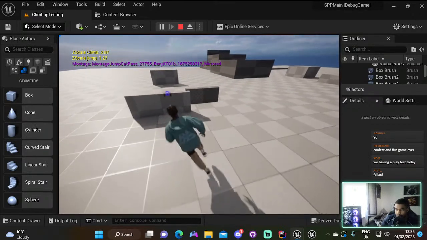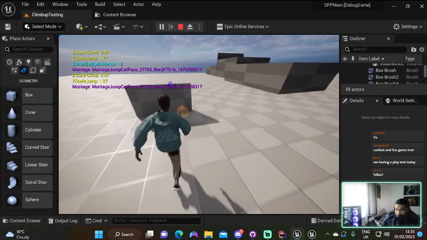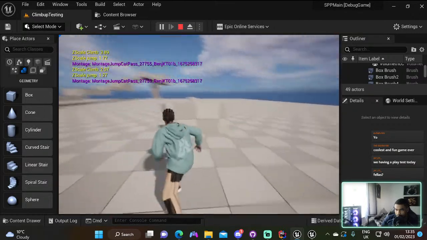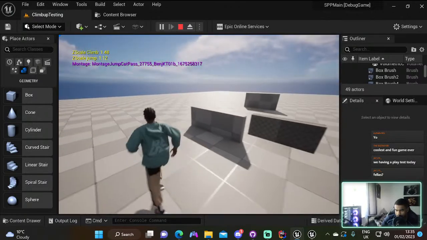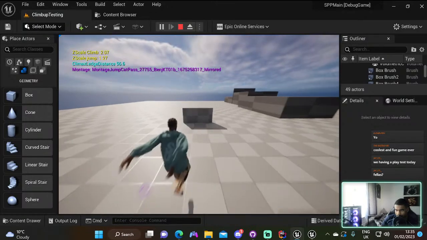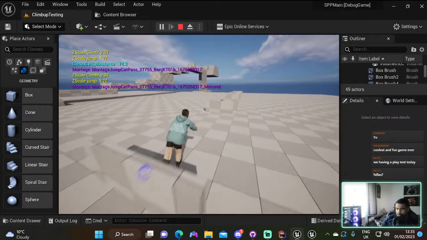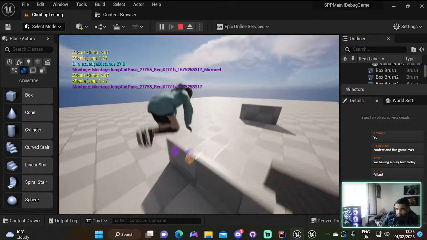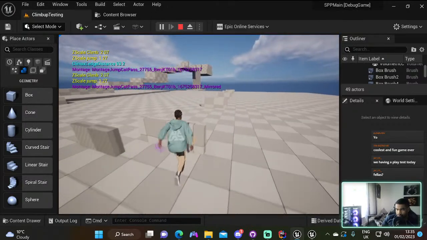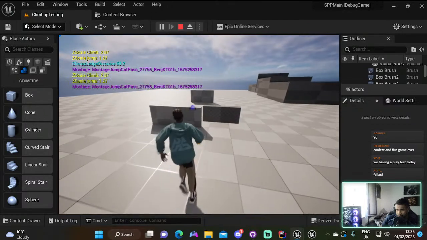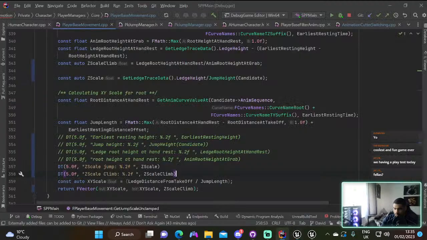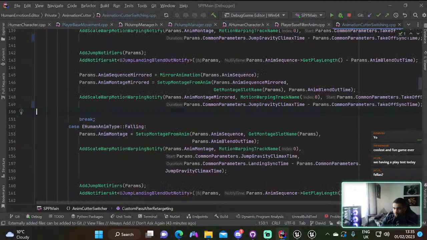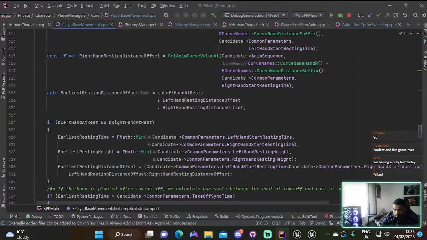Okay, so what is the time that you are using to get the hand rest IK time? You just do the minimum, earliest one. Alright, so can we get that in the anim montage? Just set it at that time. Yeah, that's what I had before. So if I do this, let me just calculate it real quick.